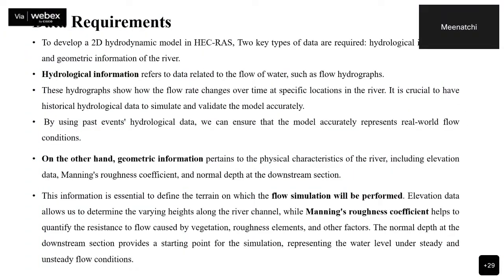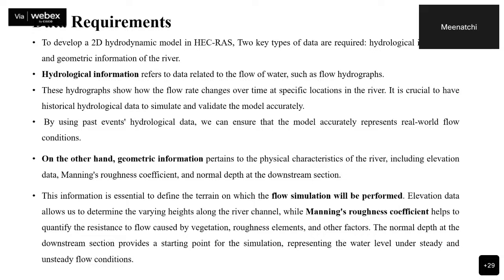So these are the data requirements. Here I have given the data related to the hydrological information, like all the river channels, depths, and the channel width. Like this I have plotted the hydrograph. It shows how flow rate changes over time at specific locations in the river. On the other hand, geometric information pertains to the physical characteristics of the river. So we have given the physical characteristics based on the available data, like the digital elevation model, the Manning's roughness coefficient, and the normal depth at the downstream, and the river hydrographs at the upstream.